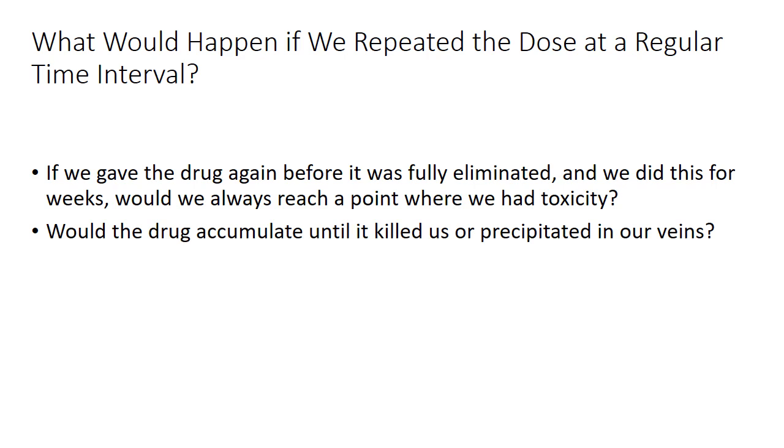So if we gave the drug again before it was fully eliminated, that means there's still some left in the blood, and then we give another dose. If we did that for weeks or months, would we always reach a point where the patients had toxicity? In every case, would it build up higher and higher and higher until it caused damage or crystallized or precipitated in the blood? Would the drug accumulate until it killed us or precipitated in our veins?